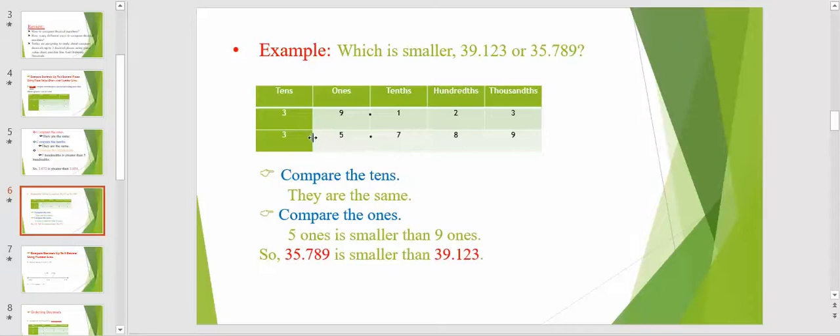Okay, let's start to compare together. We compare from the greatest place, tens. The digit 3 in tens is the same, so we compare the next place, the smaller place, ones. The digit 9 is in ones and 5 is in ones also. So we compare 9 ones and 5 ones, which one is greater and which one is smaller. 5 is smaller, right? So 5 ones is smaller than 9 ones. That's why we have a conclusion like this: 35.789 is smaller than 39.123.